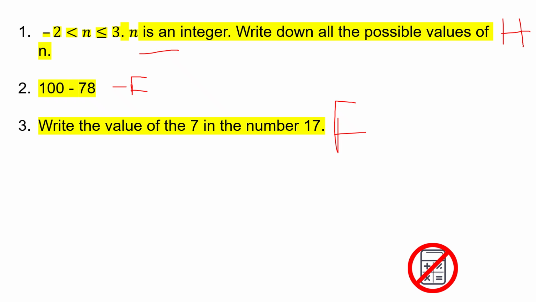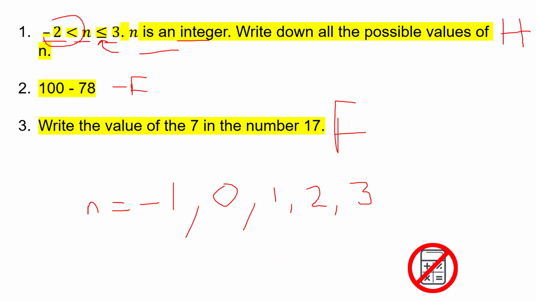Question one: minus 2 is less than n, which is less than or equal to 3. n is an integer, meaning whole number. Write down all the possible values of n. So n can take the values minus 1, 0, 1, 2, and 3 inclusive, because it's less than or equal to 3. The inequality has the equal sign there, so it includes 3 as well, but it doesn't include minus 2 because it has to be strictly greater than negative 2.